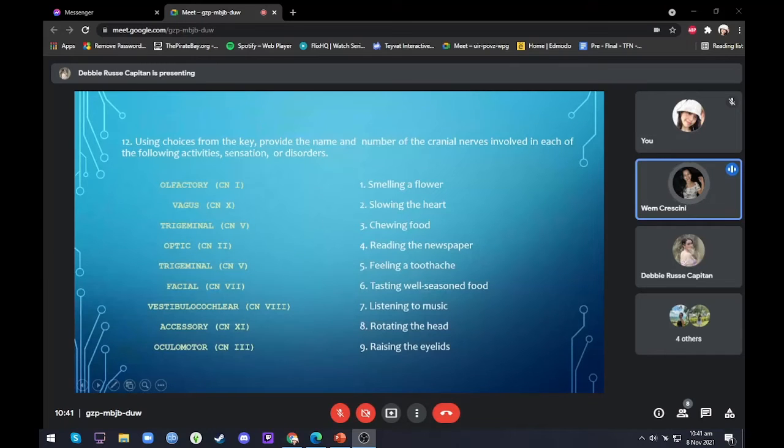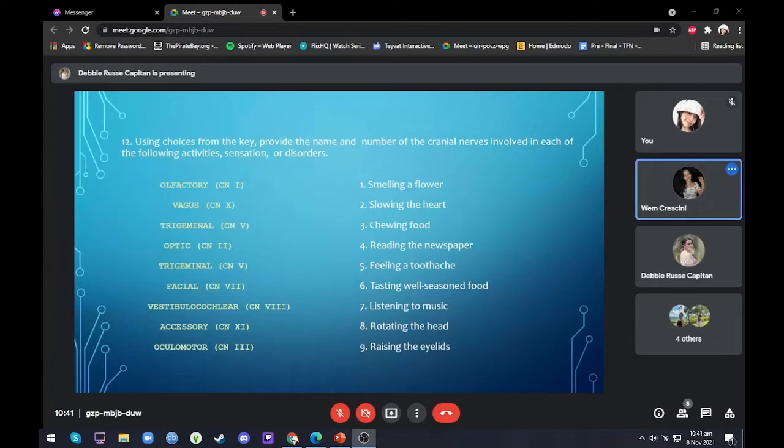So the last part, using the choices from the key, provide the name and the number of the cranial nerves involved in each of the following activities and sensation disorders. So we have here number 1, smelling of flowers. So it is olfactory, CN1. And then slowing the heart, it is the vagus, that's number 10. And then chewing food, we have here the trigeminal, CN5, and reading the newspaper, we have the optic, CN2.